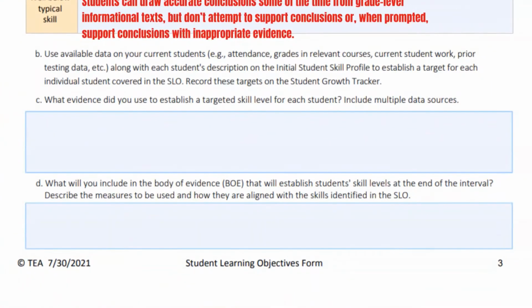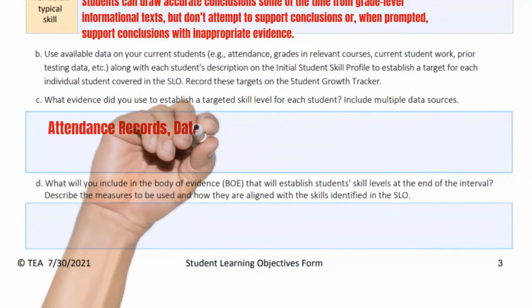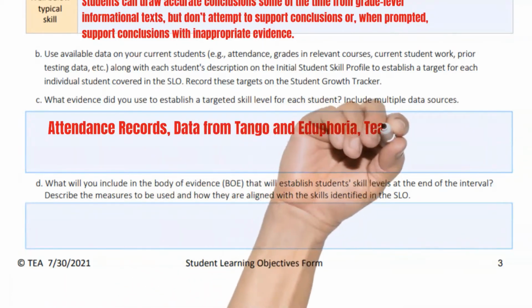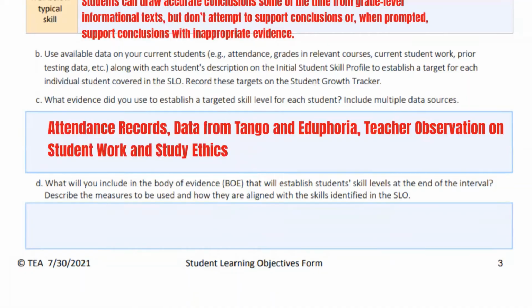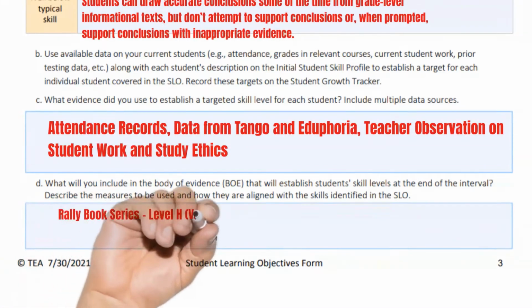Now, let's look at the two questions on the bottom of the page. Question C. What evidence did you use to establish a targeted skill level for each student? Remember, your appraiser is going to ask you why you chose a specific target for each student. For example, if a student's ISP level was well below typical, but yet you said he could only reach below typical, your appraiser is going to want to know what type of data sources you used to set that target for that specific student.